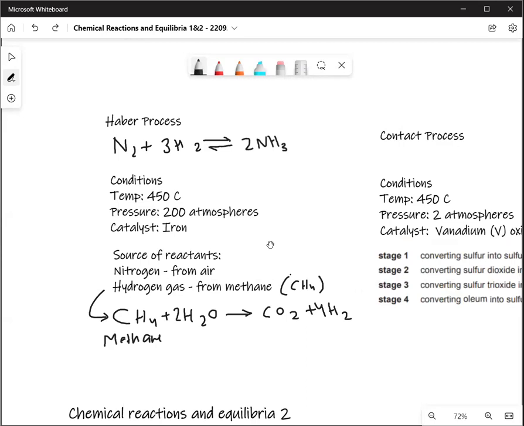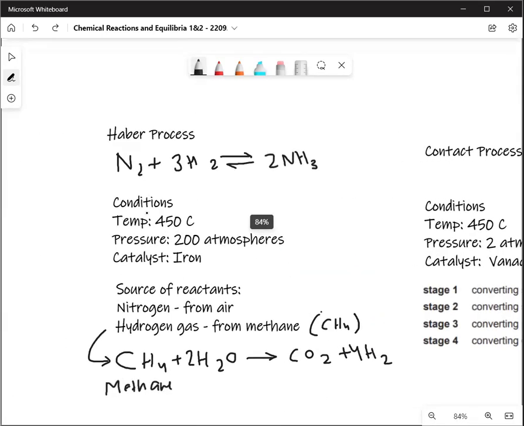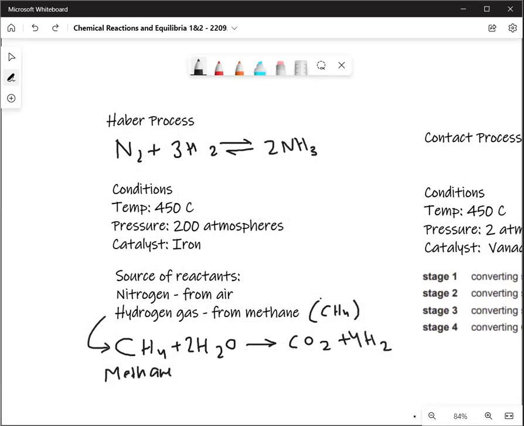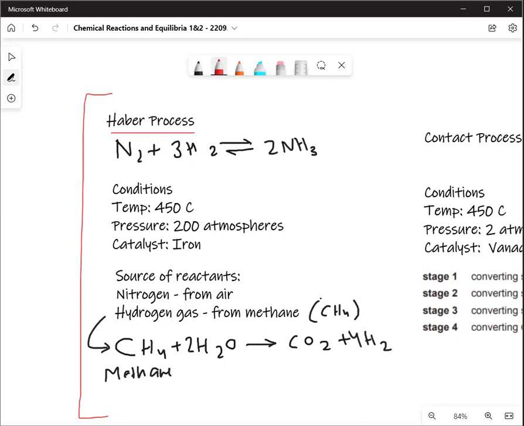Niranjana, you have written this, yes? Zara, read it out once. Okay. So Haber process, conditions: temperature 450 Celsius, pressure 200 atmospheres, catalyst iron, source of reactants: nitrogen from air, hydrogen gas from methane, and then the process, the chemical reaction.